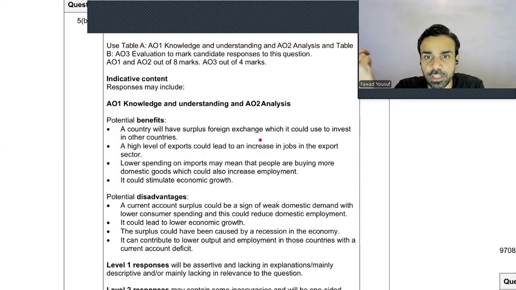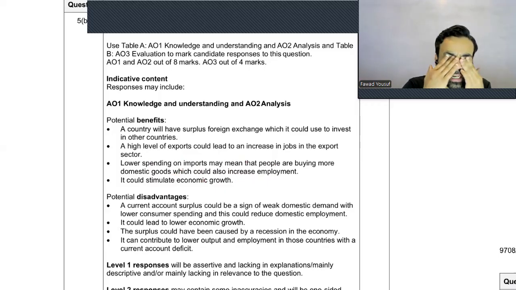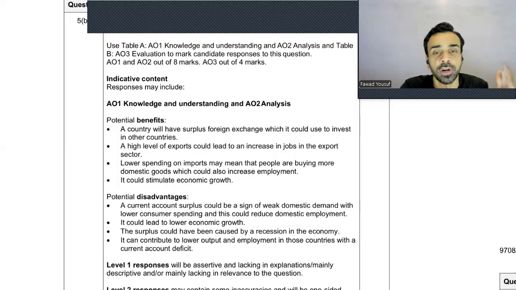A high level of exports will create jobs. The export sector will be doing well. Obviously, it's a result of more exports and less imports. Lower spending on imports means people are buying more domestic goods. That could be a good advantage, and that could lead to increased employment that can stimulate economic growth. This is the same point as before: X is higher, M is lower, so AD is increasing, AD shifts to the right, and then all the positive things come with it.